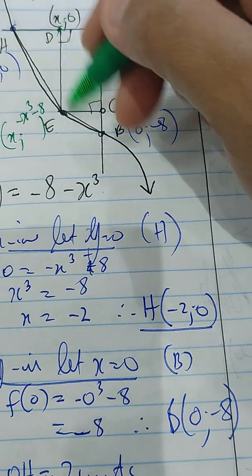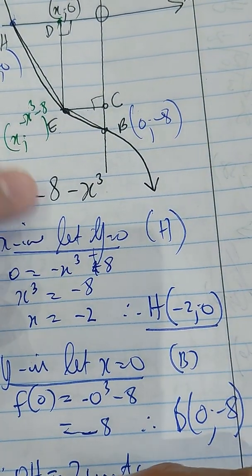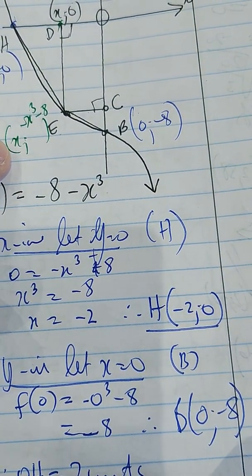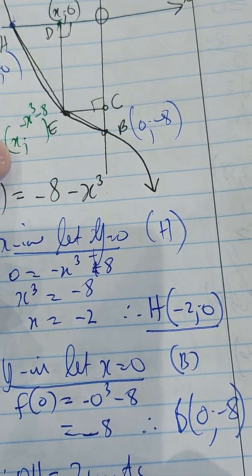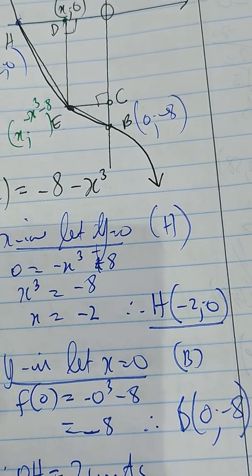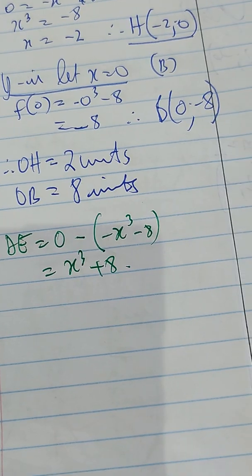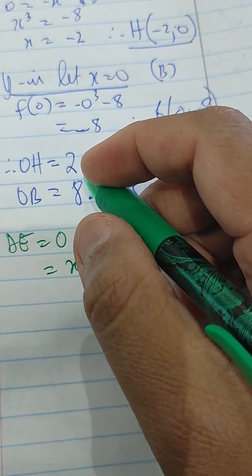It's going to be 0. So it's going to be 0 minus x cubed minus 8, which gives you a positive length of x cubed plus 8. Okay, so that is DE.